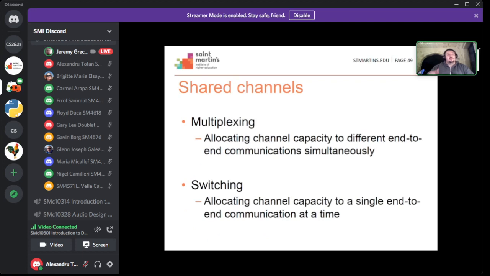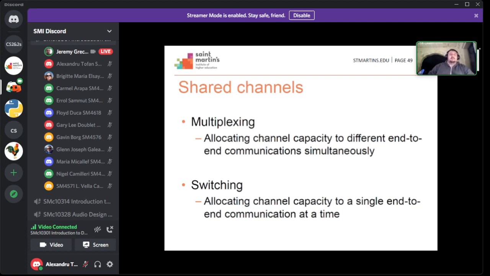You have channels which are multiplexed. Multiplex channels are basically channels which can allocate the channel capacity to different end-to-end communications simultaneously. And you have channels which make use of switching, which essentially allocates the channel to a single end-to-end communication for a duration of time.